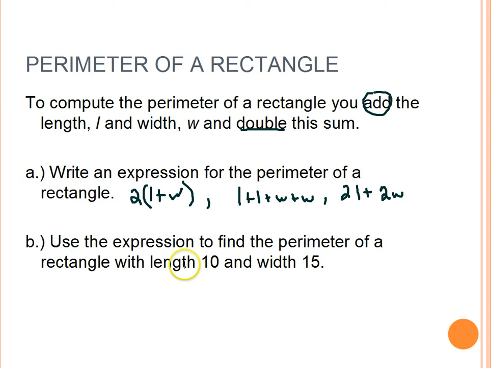So then I'm going to use the expression to find the perimeter of a rectangle with length of 10 and width of 15. I'm going to use this one right here first. So I'm going to substitute in 2 times 10 plus 15, just like we learned to do in hands-on equations. We substitute in for the variables. And I'm going to do what's in parentheses first. 10 plus 15 makes 25. And I'm going to keep it in parentheses because I still have to multiply it by 2, which makes 50 units. And that's my final answer.